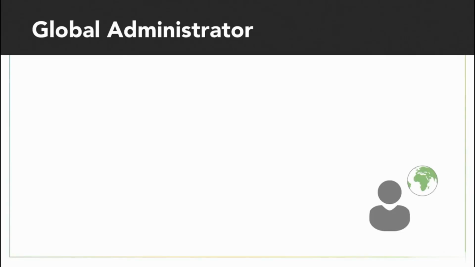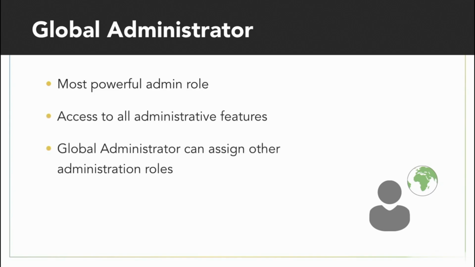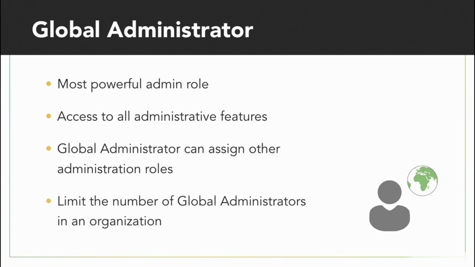The global administrator role is assigned to the user who initially purchases and sets up the Office 365 subscription. They have the most powerful role in the subscription and have access to nearly all of the features of Office 365. They're also the only admin that can assign other administrative roles. You should try to limit the number of people within your organization who are assigned the global administrator role, as it needs to be kept safe and only used when needed.